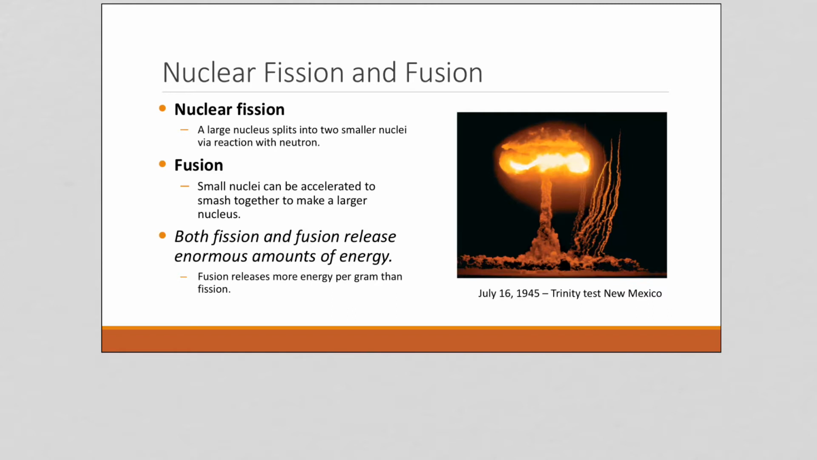Both of these processes release tremendous amounts of energy, right? Fusion actually releases more energy per gram than fission does. Now, the biggest thing typically associated with these types of nuclear reactions is nuclear weapons. So we will discuss some nuclear weapons. I will point out some videos that I've posted on Talon for you to watch about nuclear weapons. And then we will also talk about some other aspects where we can use these nuclear processes, like energy, etc.